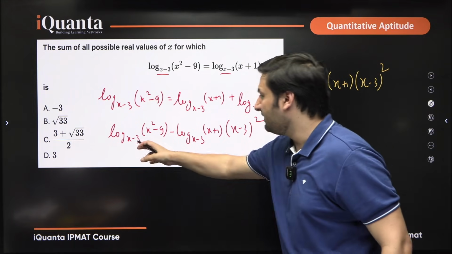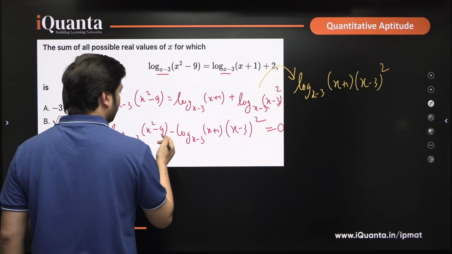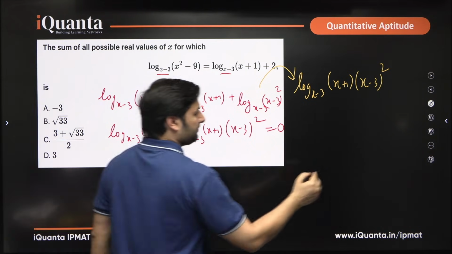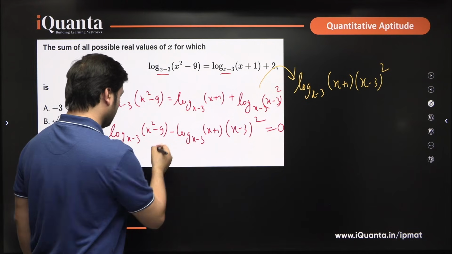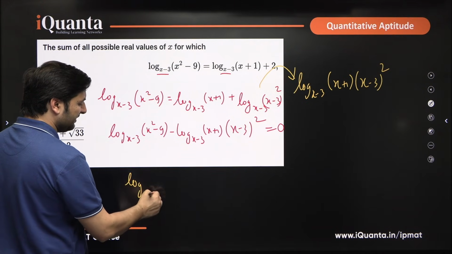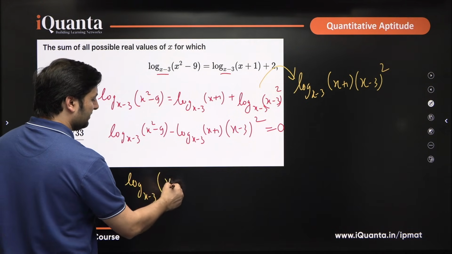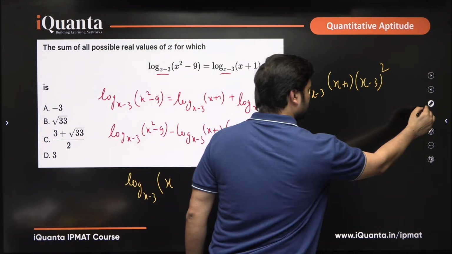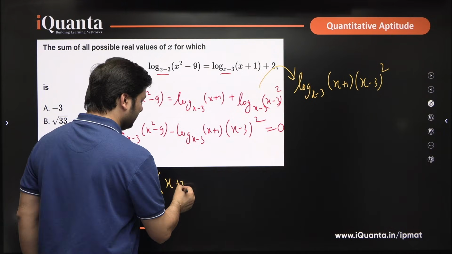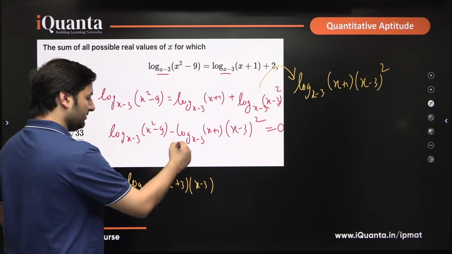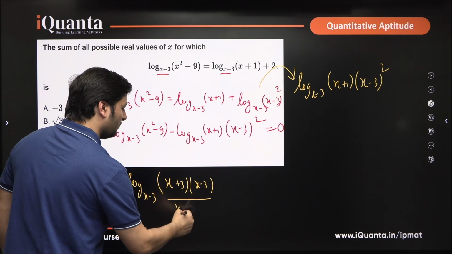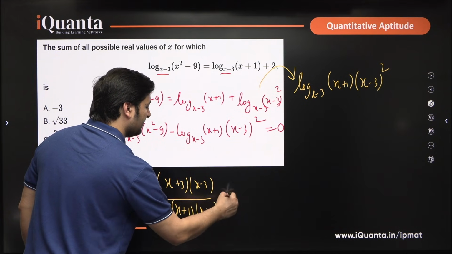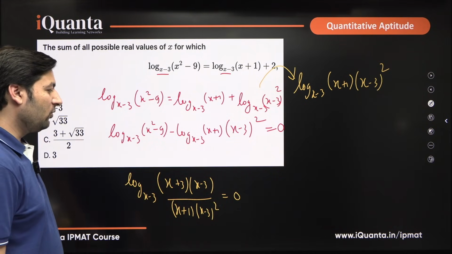Yes or no? Now, again there are two logs having base x minus 3, but there is a minus sign in between. Log a minus log b having the same base, we can write as log a by b, isn't it? So, over here let me write this as log base x minus 3 of x square minus 9. X square minus 9 is a square minus b square, so it can be written as x plus 3 into x minus 3, upon x plus 1 into x minus 3 square in the bottom, and that is equal to 0. I hope this is clear.